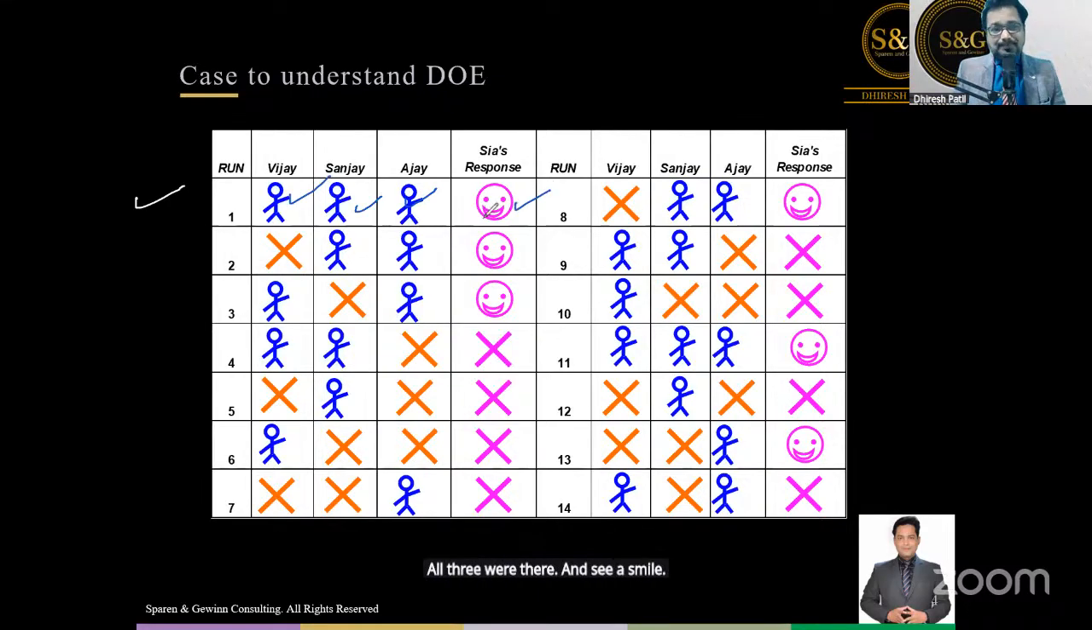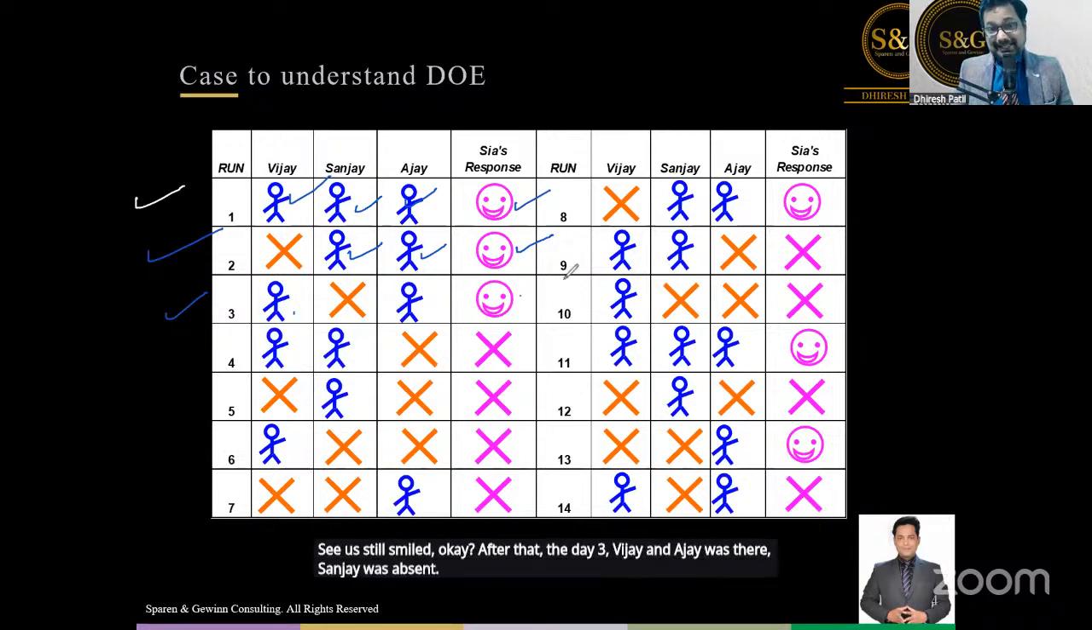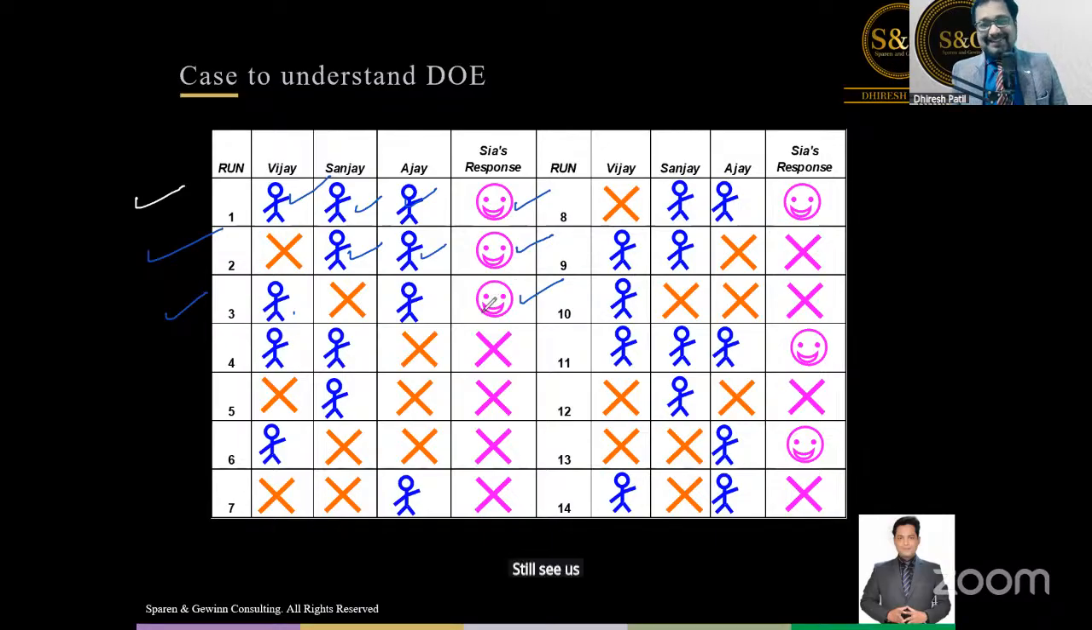Day one. The next day, Sanjay and Ajay were there. Sia still smiled. Okay. After that, on day three, Vijay and Ajay were there. Sanjay was absent. Still Sia smiled. Now, day four is something very interesting.